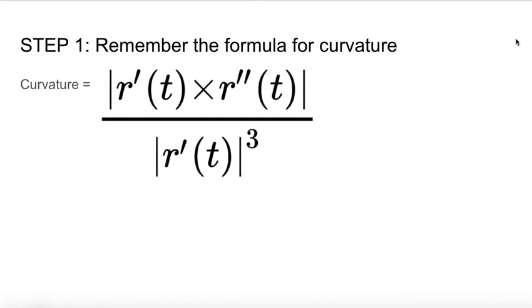The things we're going to need to find in order to apply this formula are r prime of t, r double prime of t, the magnitude of r prime of t, and the cross product of r prime of t and r double prime of t. After that, we're going to need to take the magnitude of that cross product, and we'll have our formula ready to go.